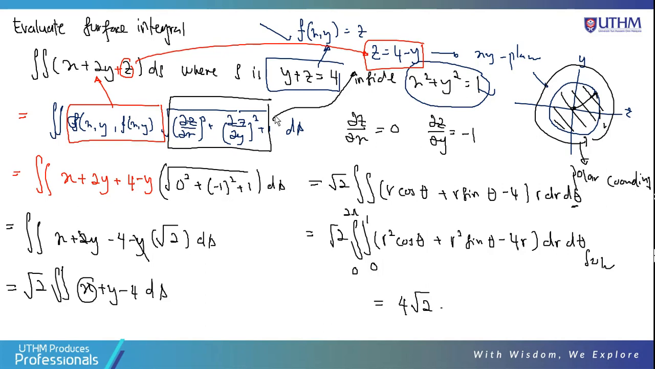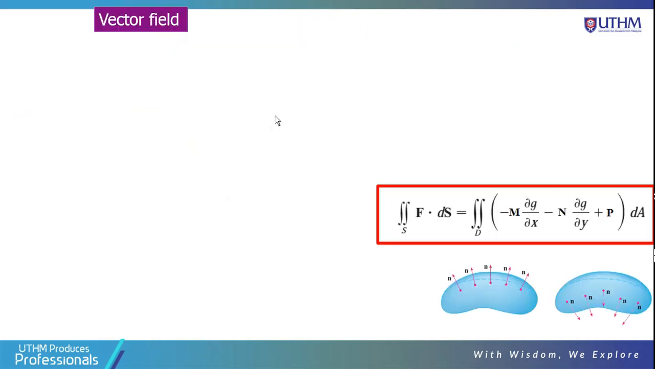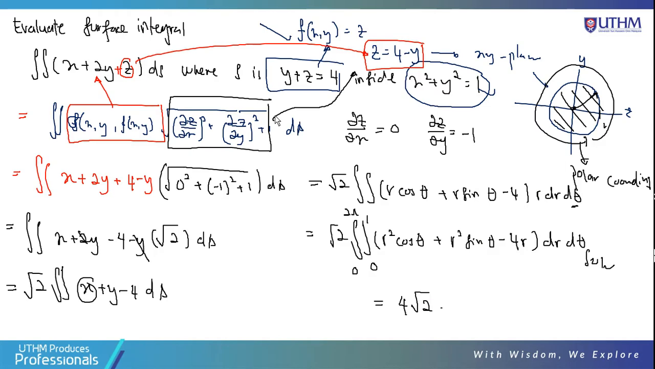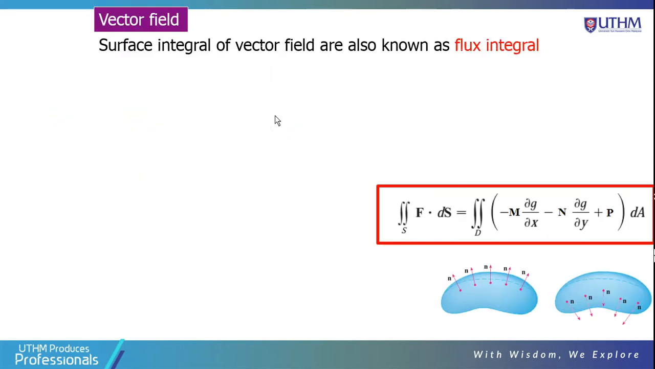Okay, so this is how we solve the surface integral for the scalar field. Now we proceed to the vector field. Okay, the surface integral for a vector field is also known as the flux integral. So do not be confused if a question asks for the flux integral. The flux integral is defined as the surface integral. They are the same: the surface integral for the vector field equals the flux integral. So they have the same meaning.